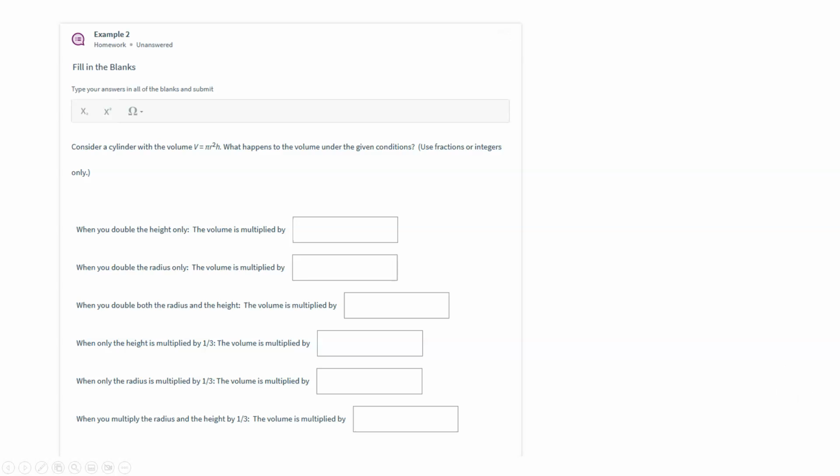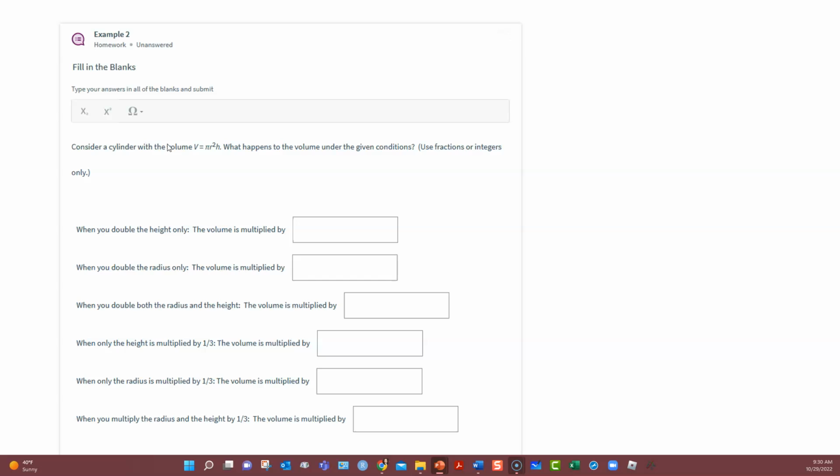So in this problem, very similar to the previous one, you have a volume formula here. The volume is pi r squared times h. This is the volume of a cylinder. Now the difference between this and the sphere is that you have one dimension being squared and the other one just occurring in here, and those two are being multiplied together.